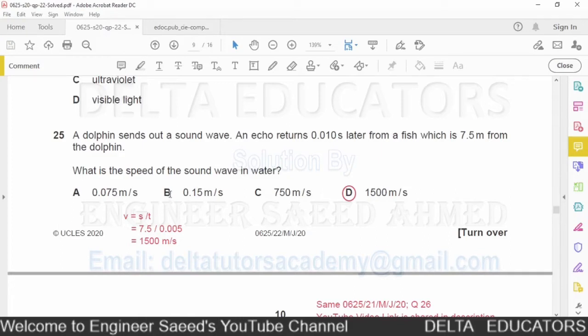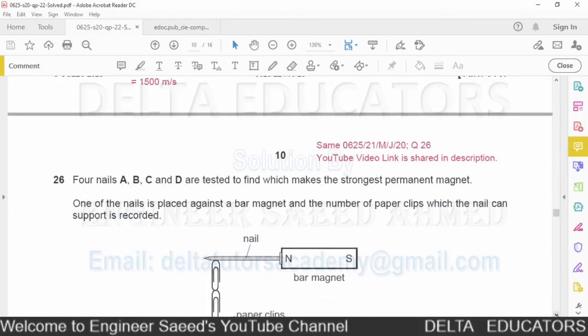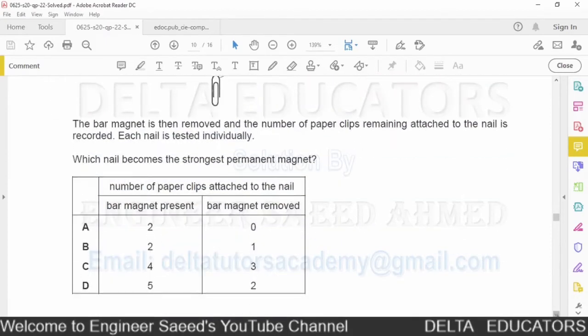So velocity will be equal to 7.5 over 0.005, and when we solve this, we get 1500 meters per second. Now 1500 meters per second is given in option D, so the correct option is D. Question number 26 is again the same as Paper 2 Variant 1.